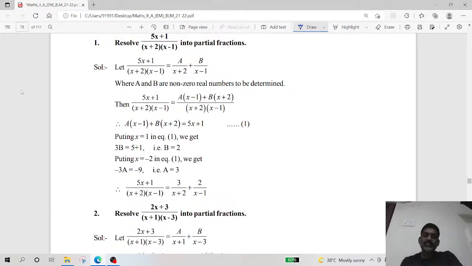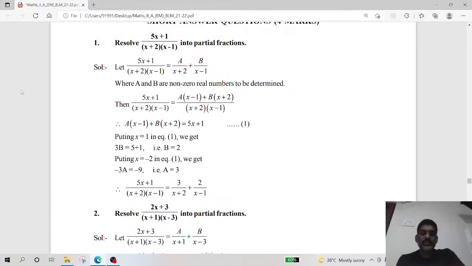Then the denominator gets cancelled. Then the numerator is equal to a of x minus 1 plus b of x plus 2 is equal to 5x plus 1. Then by putting x equal to 1 into equation number 1, in two ways we can do here: by plugging in x values, by taking x equal to something, or else by comparison we can do it. In two different ways we can do this.